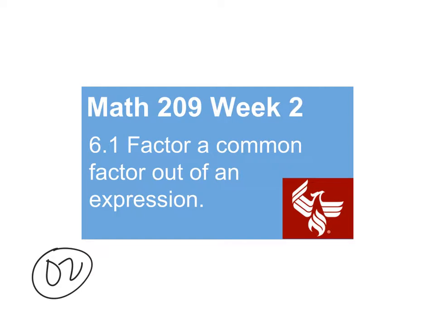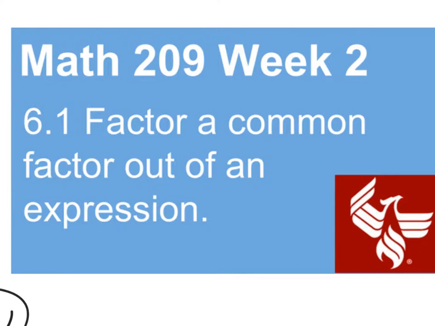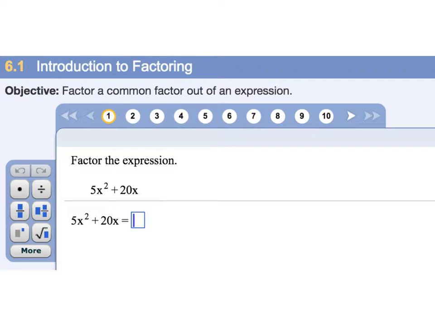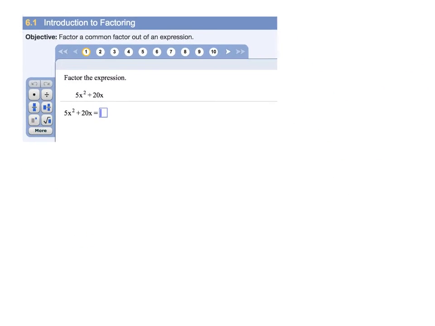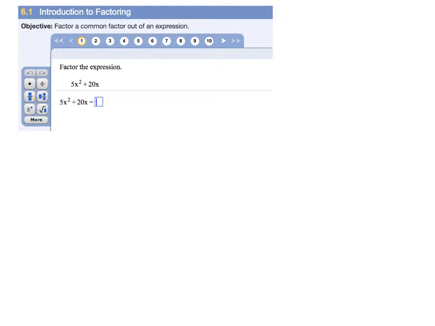All right, this is Math 209, Week 2, Section 6.1, factoring a common factor out of an expression on a windy day as I sit in my backyard. All right, so we're being asked to factor this expression, and the expression is 5x squared plus 20x.